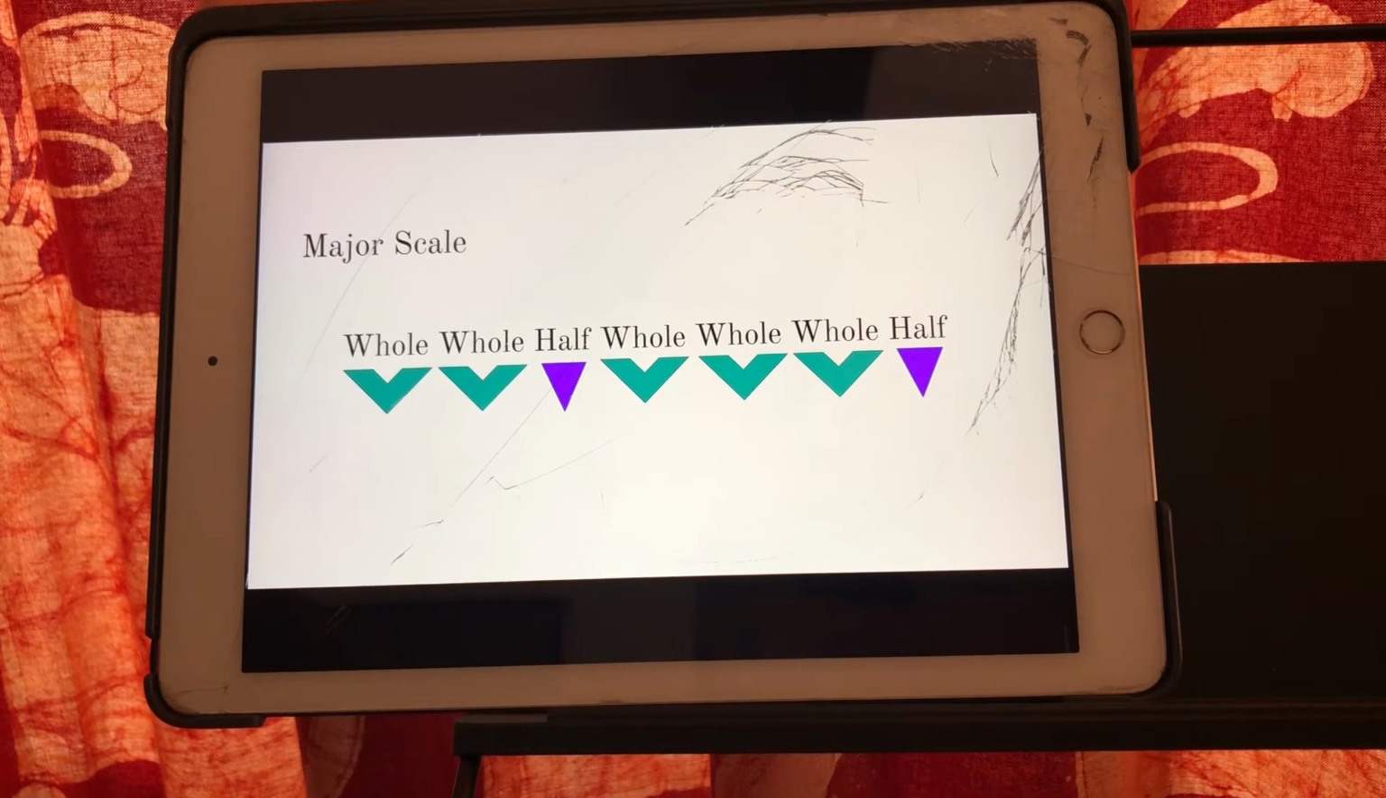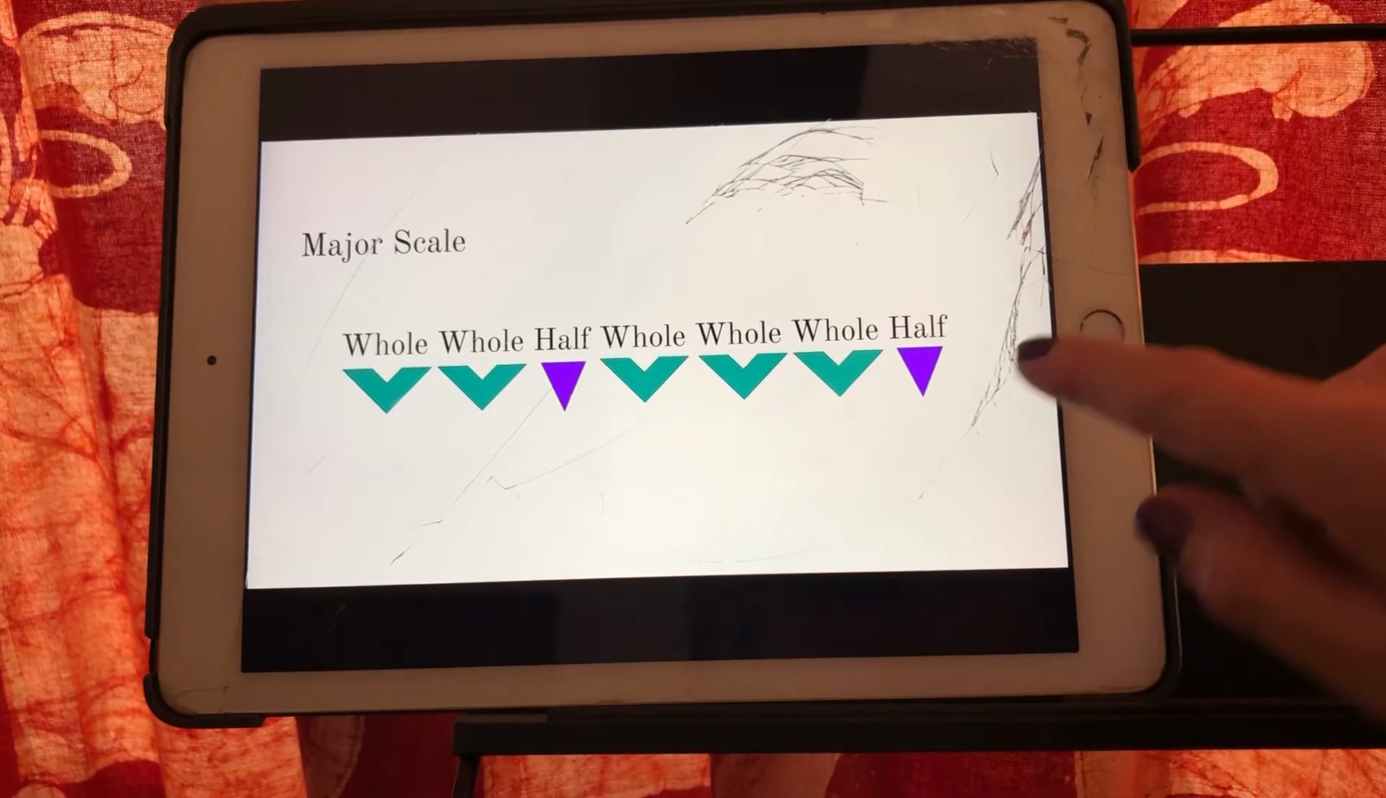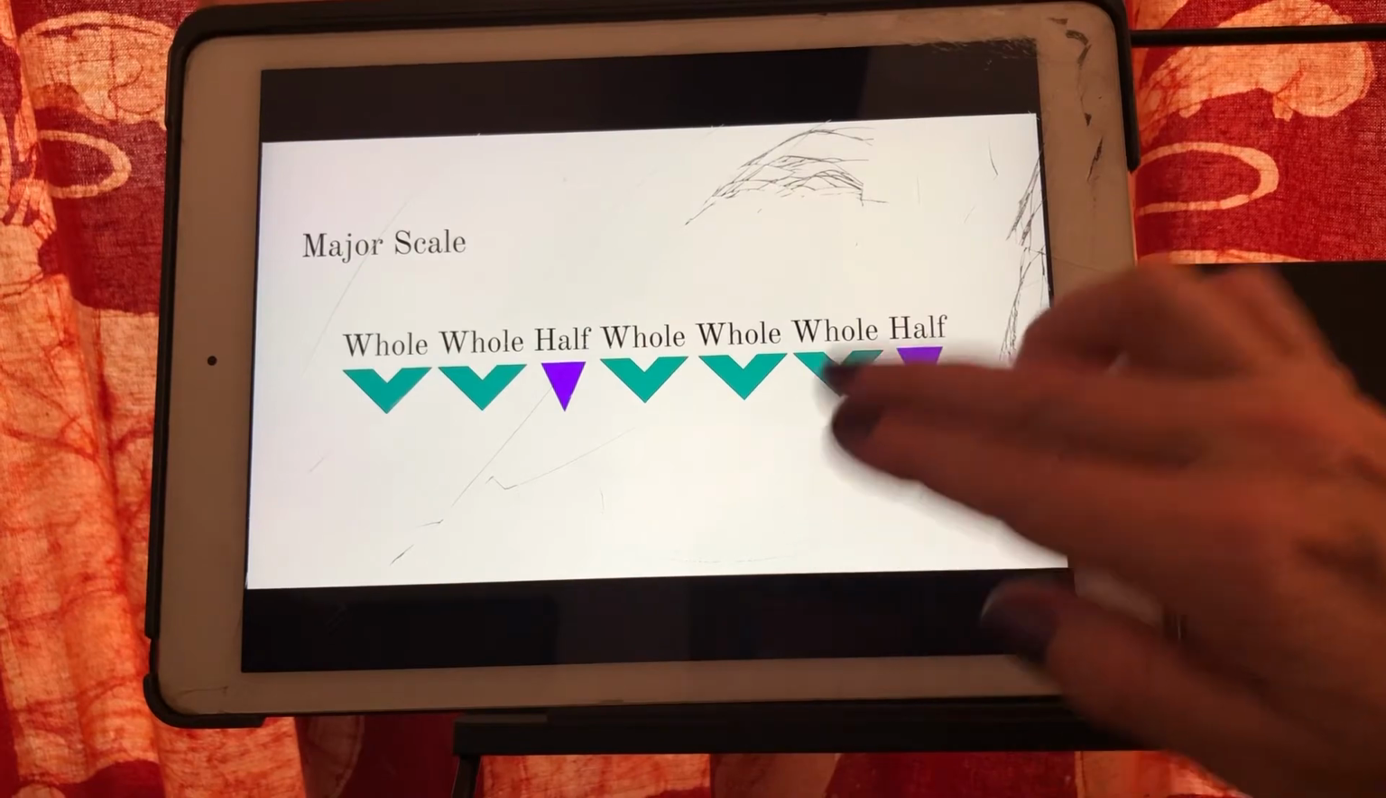Now when you write it out, you'll have to indicate the half steps and whole steps, and that's why we use different key signatures, because we have to put in the sharps and flats. C doesn't use any sharps and flats, so that's always the example.